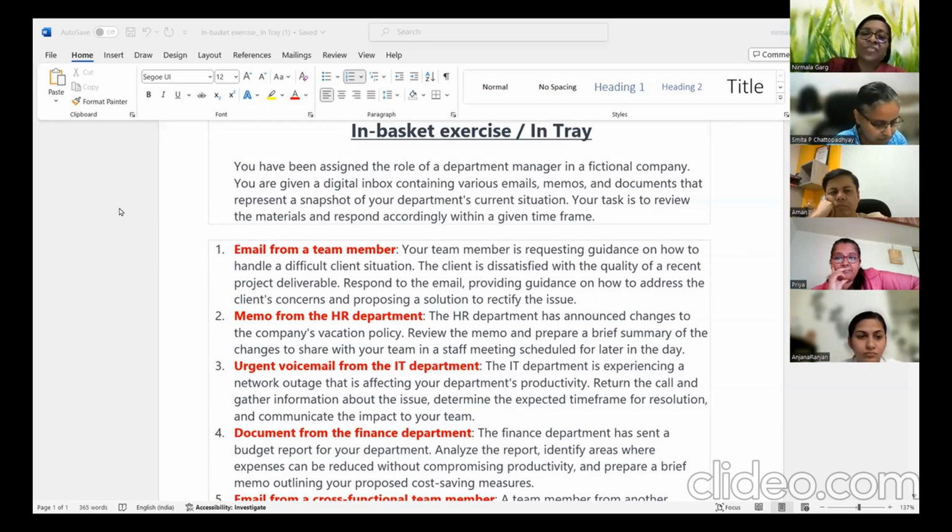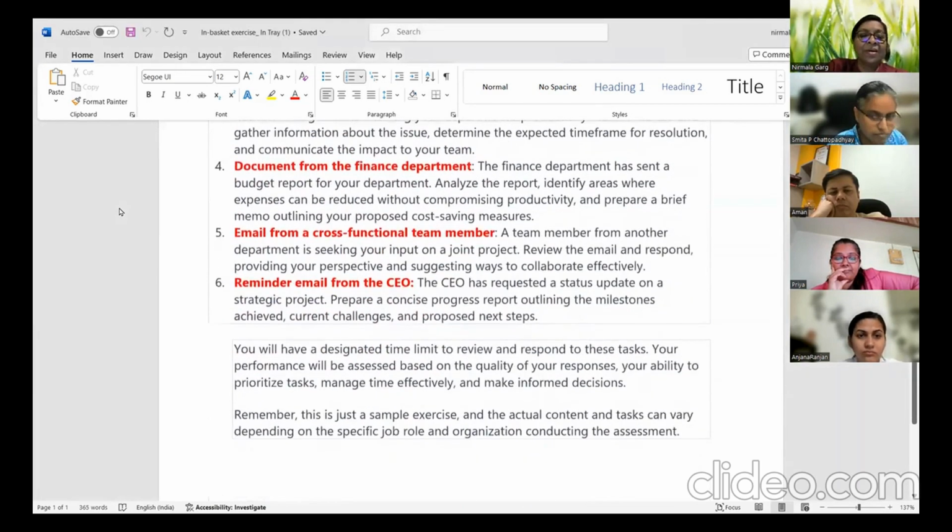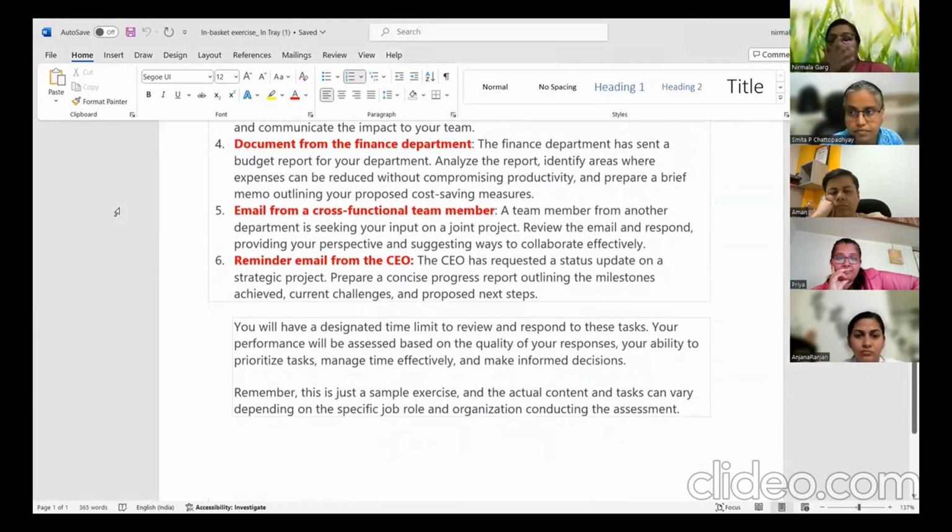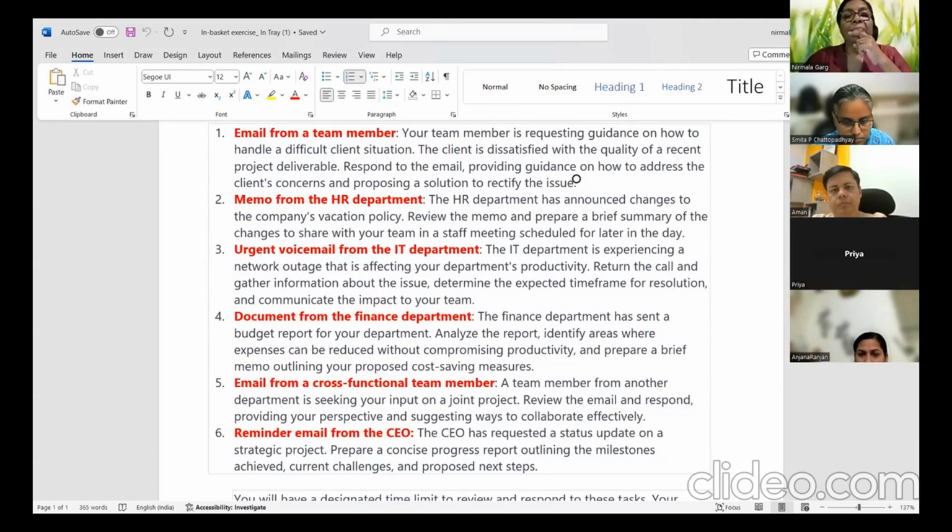Now there is a list of things in your mailbox. These are the things I want you to do. This is an independent exercise, okay? And please do them.